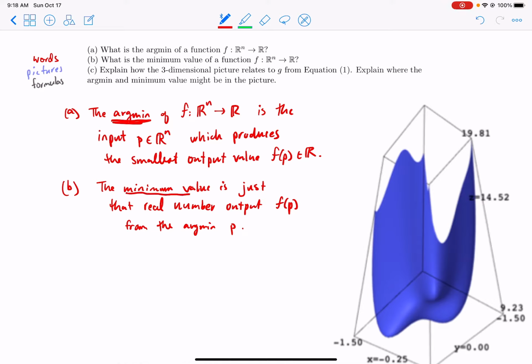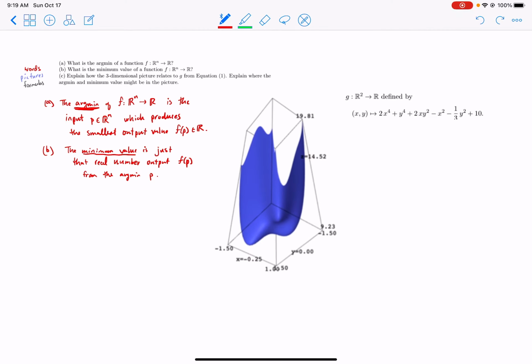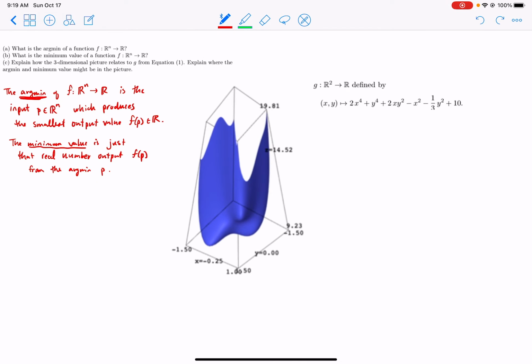So these are really connected. One of them is in the input space, the argmin. One of them is in the output space, the minimum value. Okay, now C. Explain how the three-dimensional picture relates to G from equation 1. So you'll be given this picture and this function, this map, G.